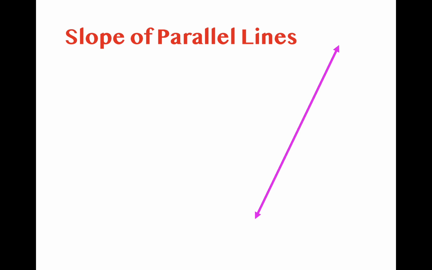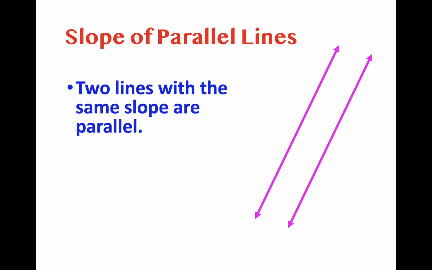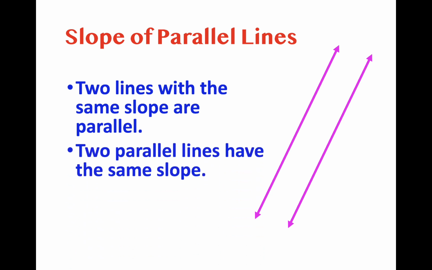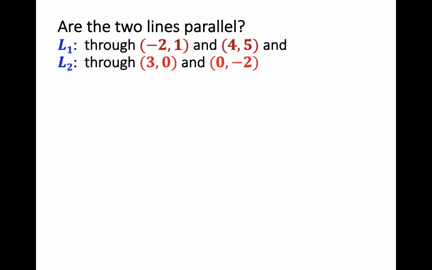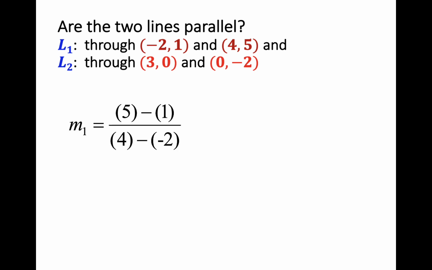Slope of parallel lines. Ayan. So, two lines with the same slope are parallel, or two parallel lines have the same slope. Di ba? Yan yung slope of parallel lines. Okay, so are the two lines parallel? Check nga natin. So, through (negative 2, 1) and (4, 5), and through (3, 0) and (0, negative 2). So, try natin.